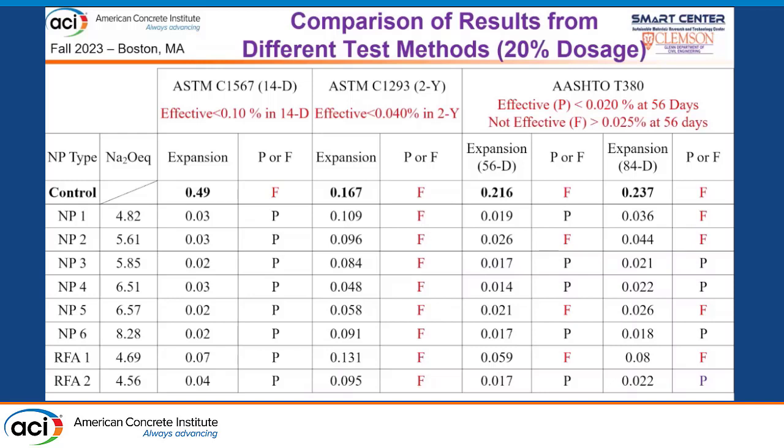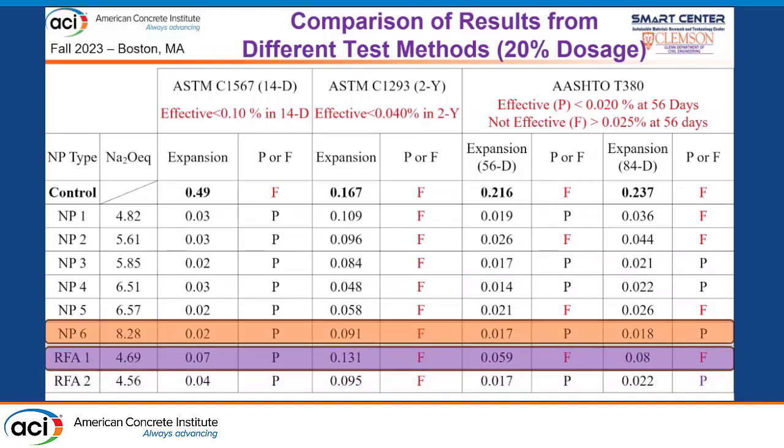I want to make a point here. Even though some materials fail certain tests, it does not mean they are not effective for mitigating the ASR, because compared to the control's value, all the materials significantly lower the ASR expansion. So if we change the reactive aggregate from this kind of reactive aggregate to a relatively low-reactive aggregate, these materials could possibly pass the test.